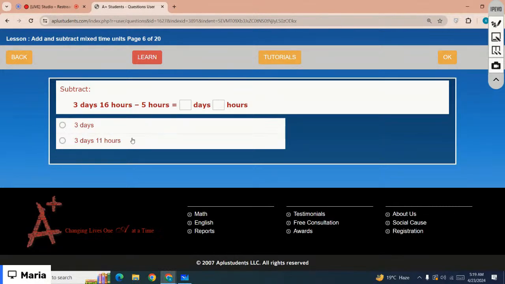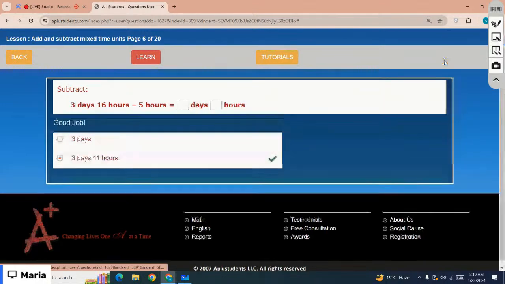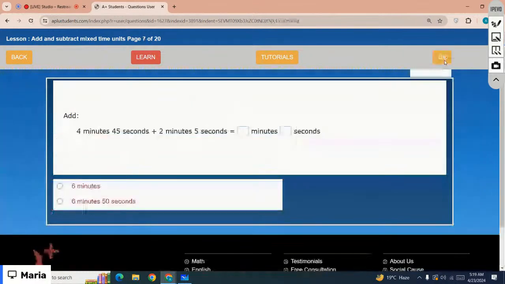That is 3 hours and 11. The correct option is 3 days, 11 hours. 4 minutes, 45 minutes, and 5 seconds, which is the correct option?